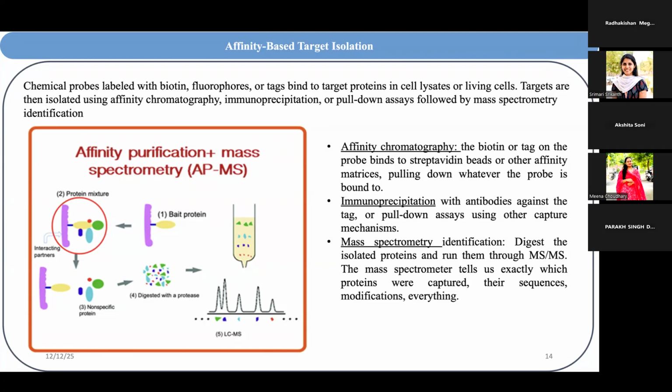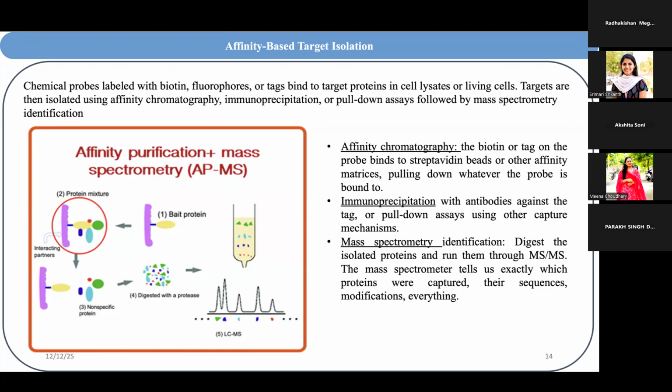Next, we add the labeled probe into the cells or the cell lysate. We are letting the probe find and bind to the target proteins in the biological mixture. We should remember that there are thousands of proteins present inside the cell, but our selective probe should preferentially bind to our intended targets. Once we have designed this, the next step is the isolation step. The isolation step includes affinity chromatography and immunoprecipitation techniques, and finally mass spectrometry.